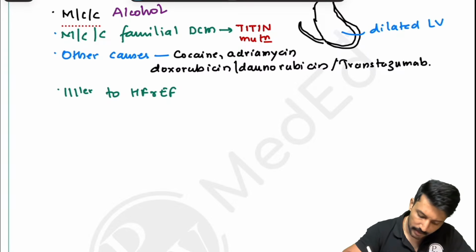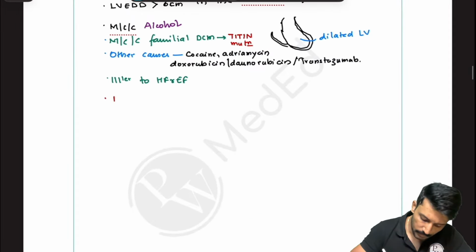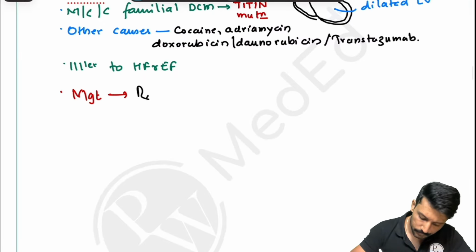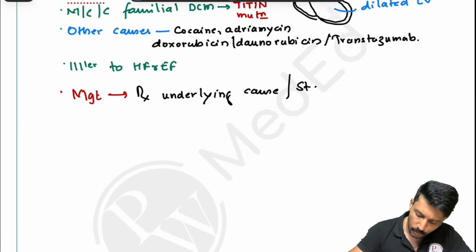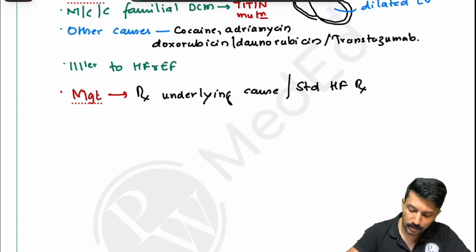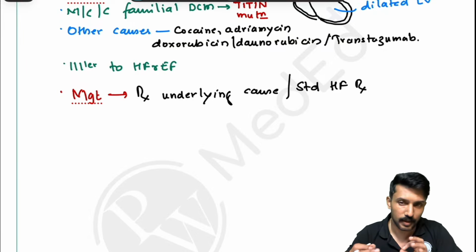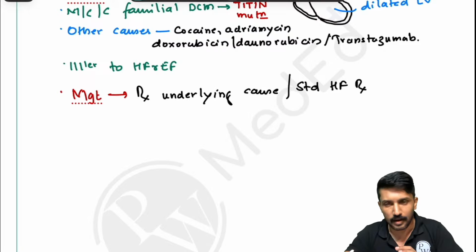And when it comes to management, how are we going to manage these patients? The management will primarily focus on treating the underlying cause, and if the underlying cause is not treatable or it's not sufficient, then standard heart failure treatment. What is the standard heart failure treatment? ACE inhibitors, ARBs, beta blockers, SGLT2 inhibitors. And if the EF is very low, you may consider giving angiotensin receptor plus neprilysin inhibitors, right?